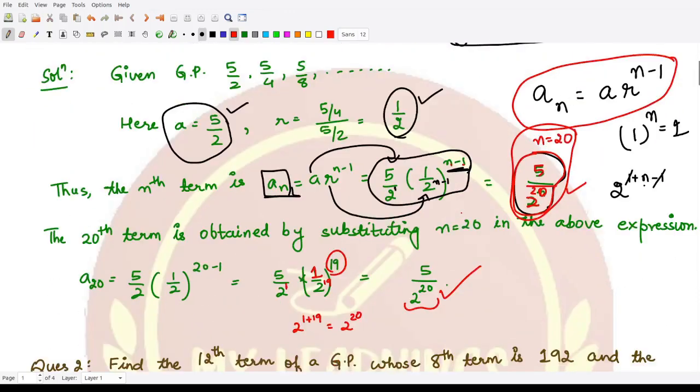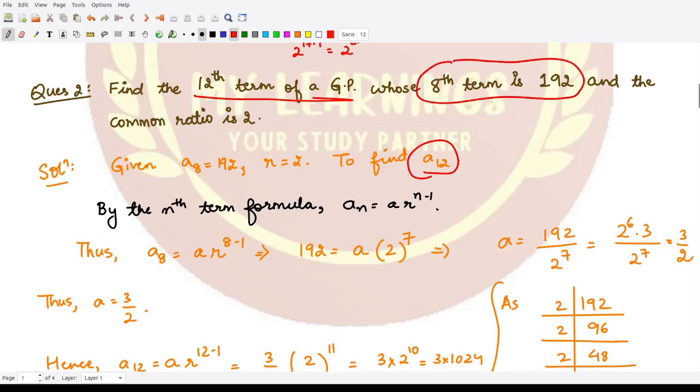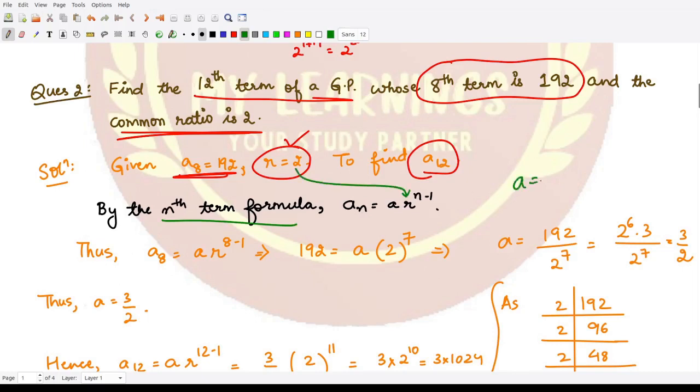Let's move forward and solve another question. Here in this question, we need to find the 12th term of the GP whose 8th term is given to us as 192, and the common ratio is also given to us. So we can make use of the nth term formula, a into r raised to power n minus 1. The value of r is known to us, but a, we do not know. In order to find a, we will make use of a8, which is given as 192.